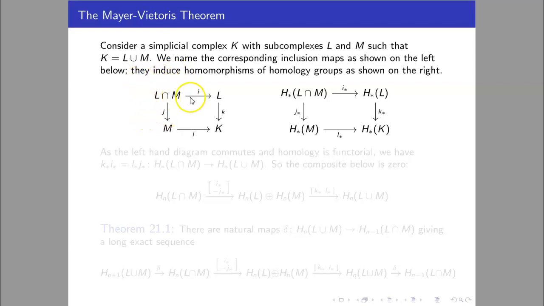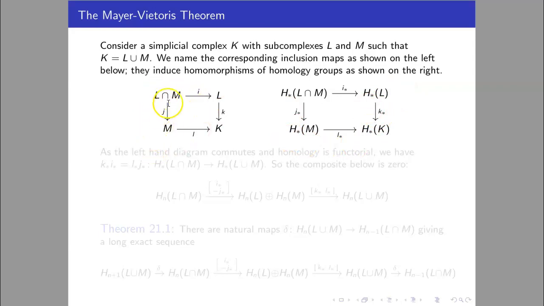So we've got the inclusion of L intersect M in L, we're calling i. Inclusion of L intersect M in M, we're calling j. L in K, we're calling k. M in K, we're calling little l. And so these are all maps of simplicial complexes, just inclusions, and they give us maps of homology groups, i lower star from the homology of L intersect M to the homology of L, and so on.